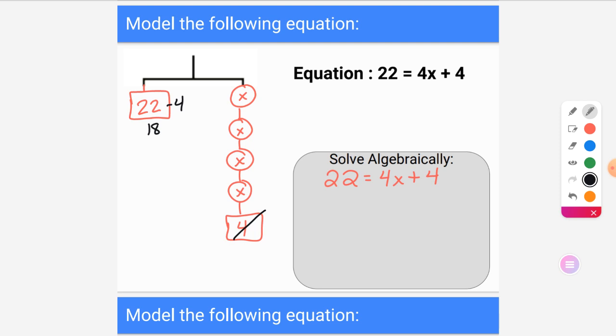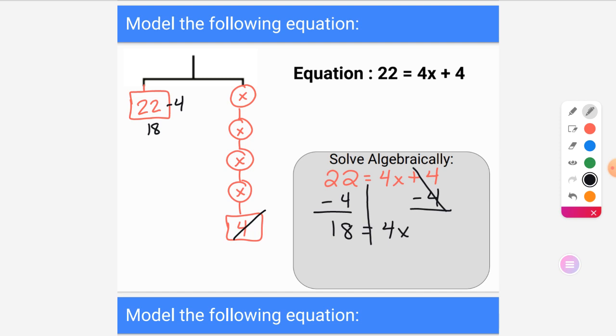First, let's draw our center line. Where am I going to draw my balance line? Under the equal sign. What did we do to both sides? Subtracted 4. So I write it under the positive, the constant out there, because that's what I got rid of. 22 minus 4, we've already said is 18. We have 4x left. Positive 4 minus 4 is gone.